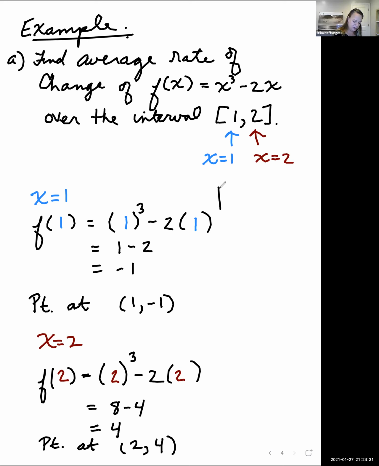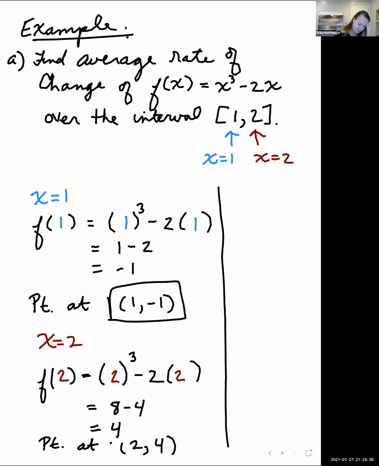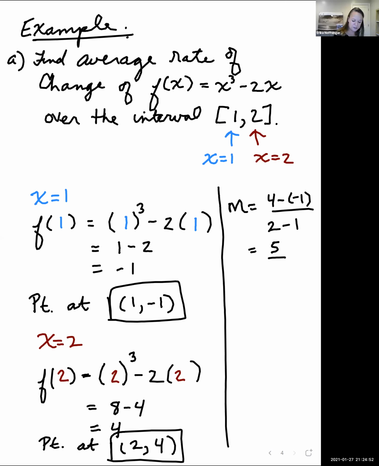So we want to find the average rate of change between those 2 points. The change in y: 4 minus a negative 1 all over 2 minus 1. Well, minus a negative is really plus. So 4 plus 1 is 5, all over 2 minus 1, which is 1. So we found that the slope of the secant line between those 2 points, or the average rate of change, is 5.